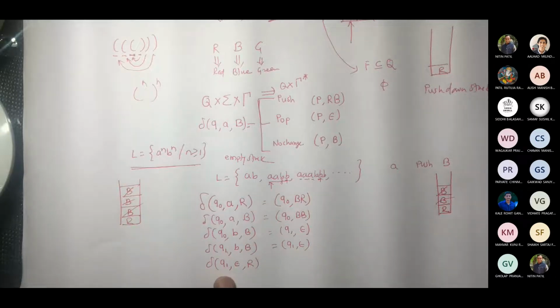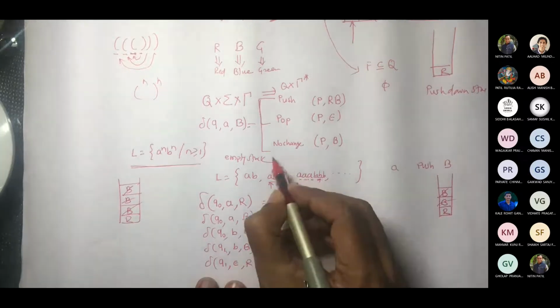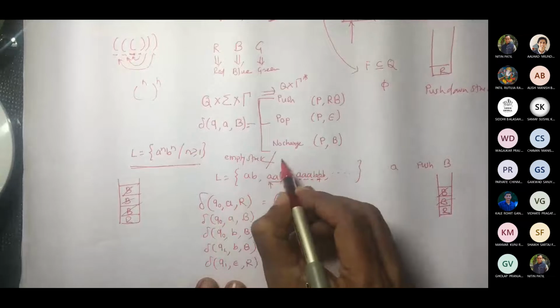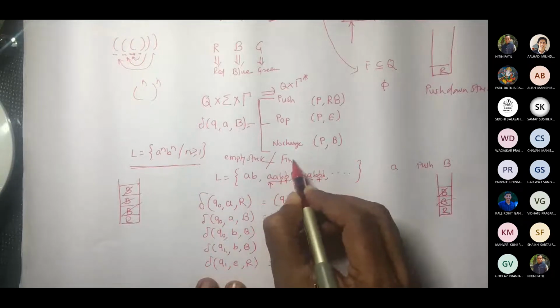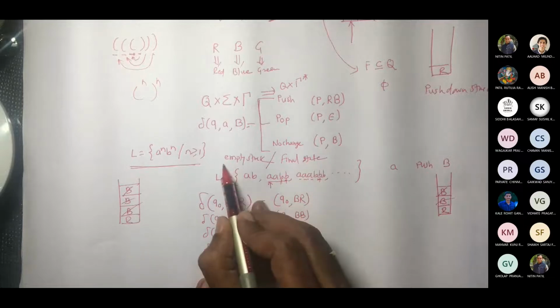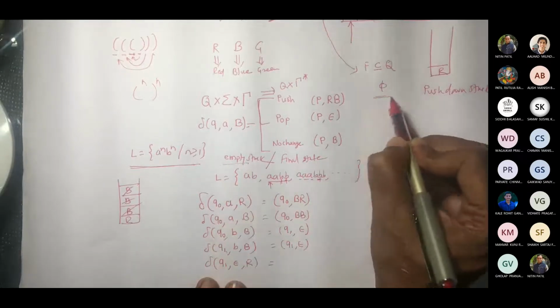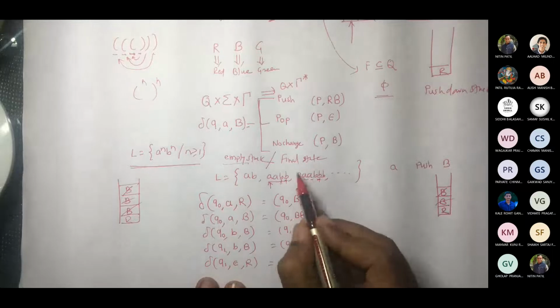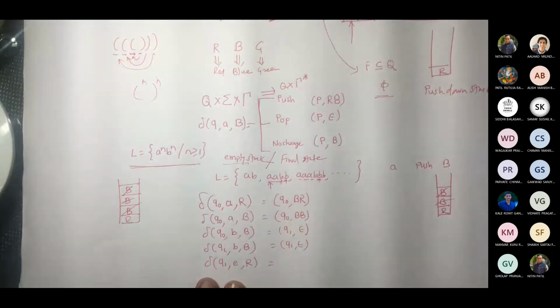You should get this situation only Q1 epsilon R, so as to say that they are equal. Now you have two methods, as I said: empty stack or final state. Accepted by empty stack or accepted by final state. Whenever you are writing accepted by empty stack, your F remains phi. And if you are accepting through final state, one state would be added.